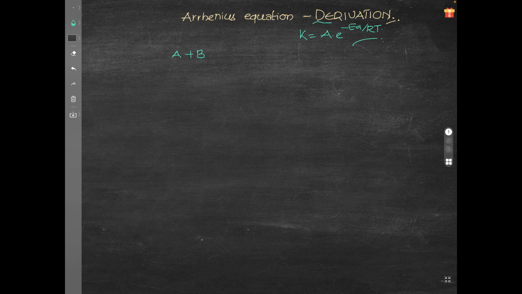A plus B gives rise to C plus D. A and B are reactants, C and D are products. Now, rate of forward reaction is equal to, this we are taking from chemical equilibrium, k1 into concentration of A and B. Similarly, rate of backward reaction is equal to k2, into concentration of C and D.